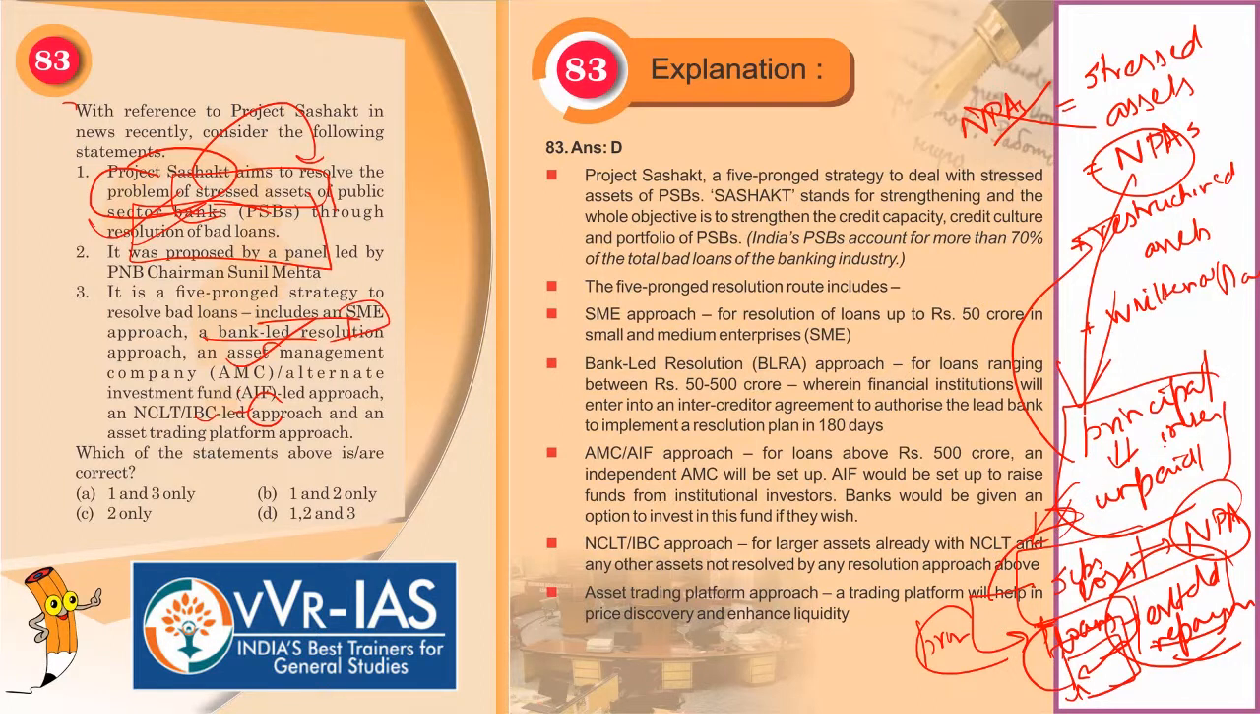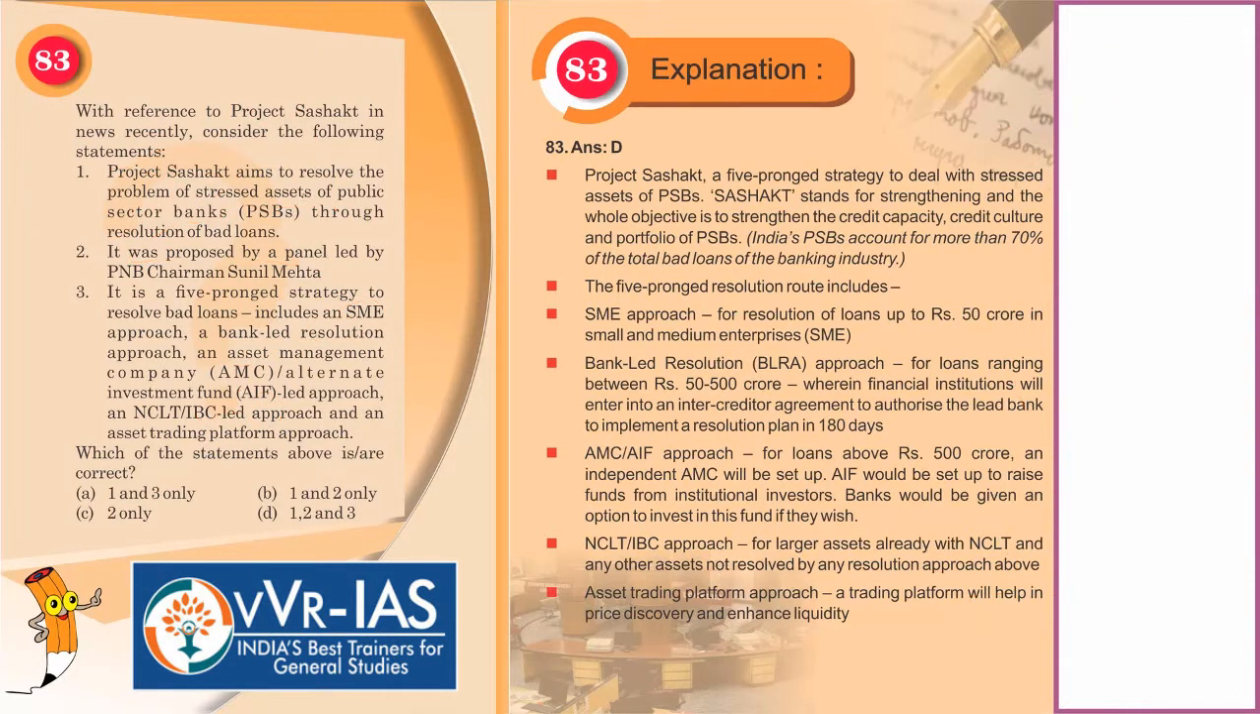And what are written off assets? Written off assets are basically those where the bank or the lender does not count the money the borrower owes to it. These are your written off assets. So these three combined, NPAs, restructured assets and the written off assets together make up the stressed assets. Okay. So Project Sashakt was launched to basically resolve the problem of stressed assets of public sector banks.